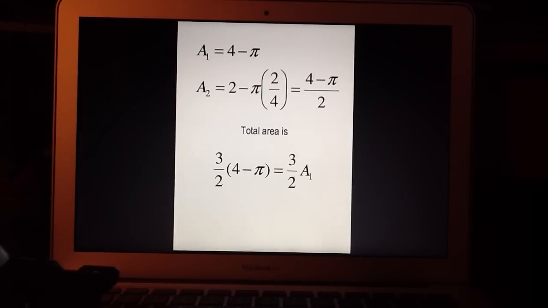Like I said, there's actually two areas here in this figure, and to find the total area, we just have to add them together by taking the area of the square and then subtracting the area of the circle. So the total area turns out to be 3/2 times 4 minus pi, which actually equates to 3/2 of what I called Area 1.